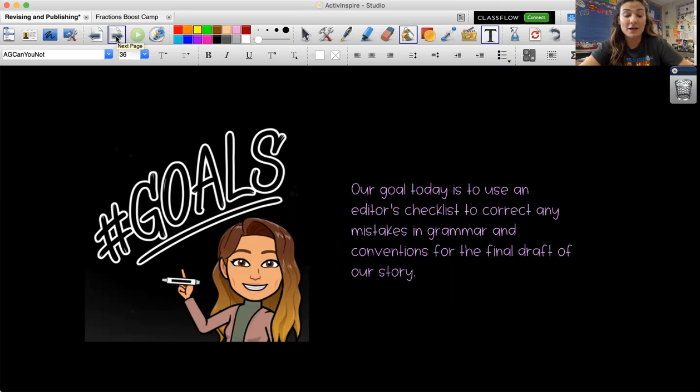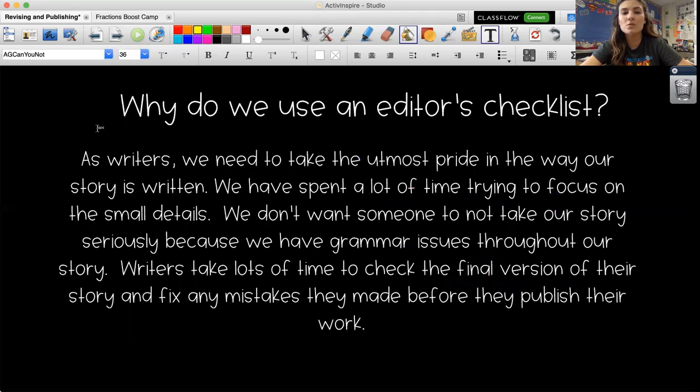You should know that the final part of your story is due this Friday. So this checklist is going to help you go through the really fine details that you need to fix. So why do we use an editor's checklist? As writers, we need to take the utmost pride in the way that our story is written. We spent a lot of time and a lot of weeks trying to focus on the small details in the story. And we don't want someone to not take our story seriously because we have grammar issues throughout our story. Some people may pick up a story and it has a bunch of grammar issues and think that it's not worth their time to read. And you guys have worked really hard on your story, so you need to make sure that it reads really well and it sounds professional.